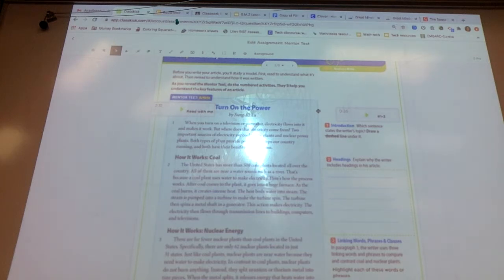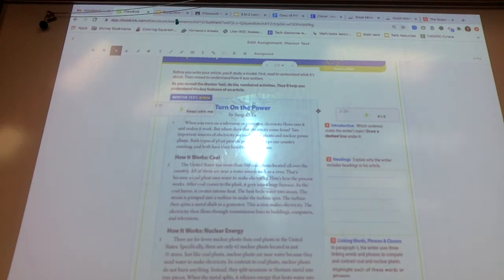And when the metal splits, it releases energy that heats water into steam. Then the process is the same as for a coal plant. The steam spins a turbine within a generator, and the generator makes electricity.